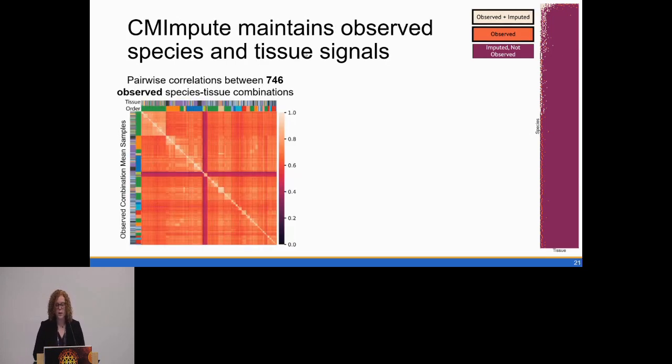We further visualize the species and tissue signals present in the different datasets using the pairwise correlations between combination mean samples. The observed data exhibits a highly correlated block structure between samples of the same phylogenetic order. Within phylogenetic orders, there is an even higher correlation between samples of the same species. We do not see as obvious stratification between different tissue types in the observed data.